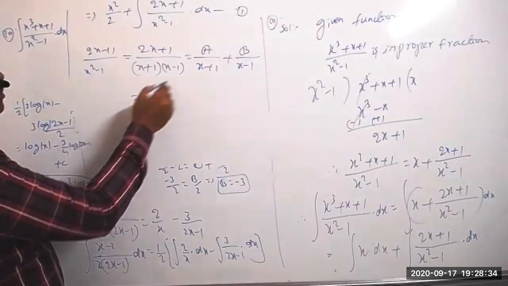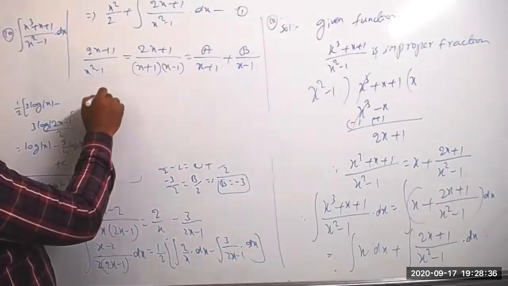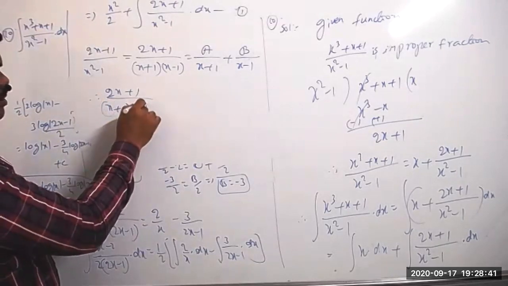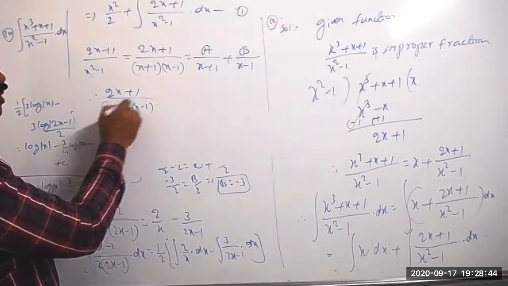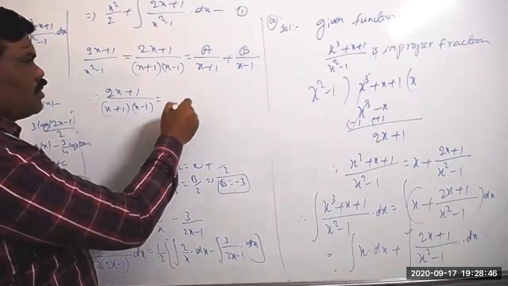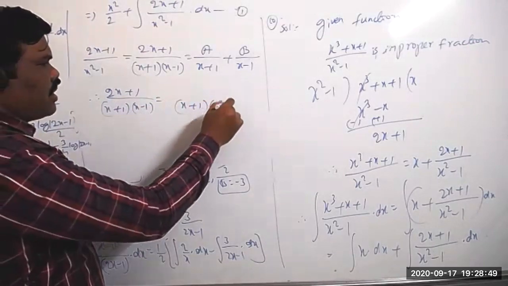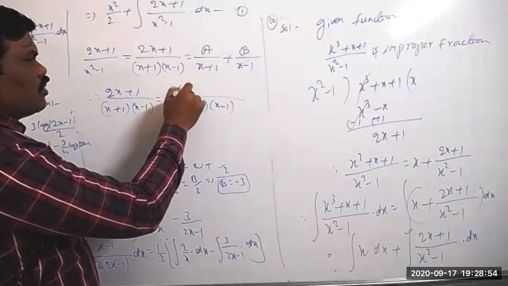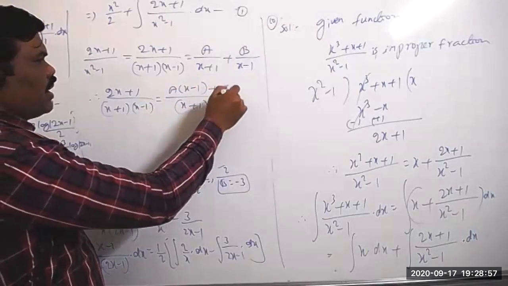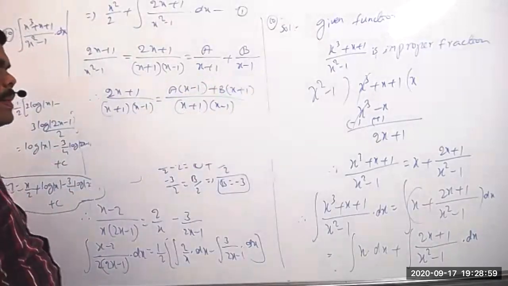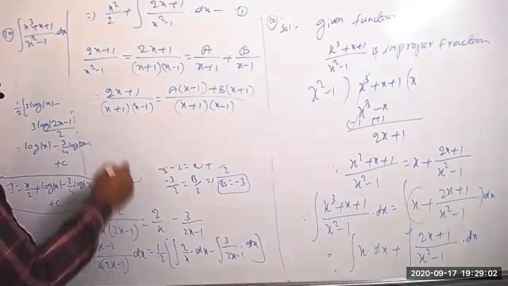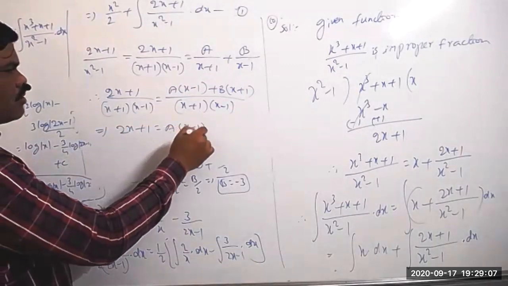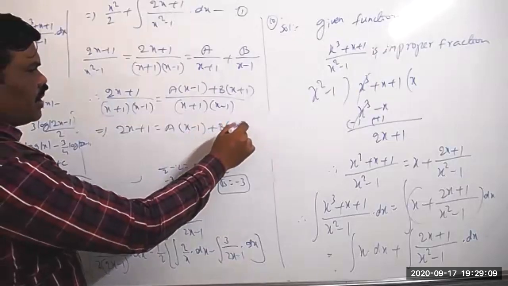Then you can take the LCM. Therefore 2x plus 1 by x plus 1 into x minus 1 is equal to, so clearly x plus 1 into x minus 1 is the LCM here. The denominators will be cancelled. So a into x minus 1 plus b into x plus 1. If denominators are equal, you can directly equate the numerators. So 2x plus 1 is equal to a into x minus 1 plus b into x plus 1.